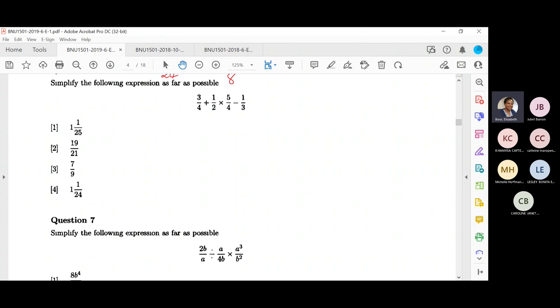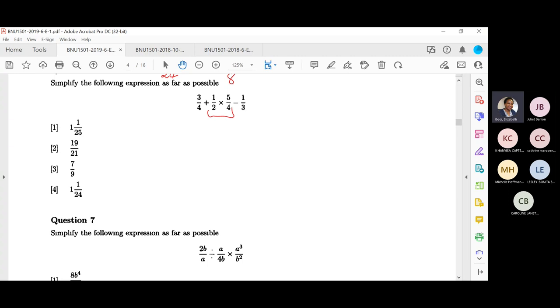Because there are addition and subtraction, what do I need to do? I need to find the common denominator between the three fractions and then simplify. Now, I'm leaving it to you. So you're going to keep 3 over 4 plus and minus 1 over 3 as they are and only solve what is in the middle. That is your first step. Solve this, get the answer, and then solve the next.